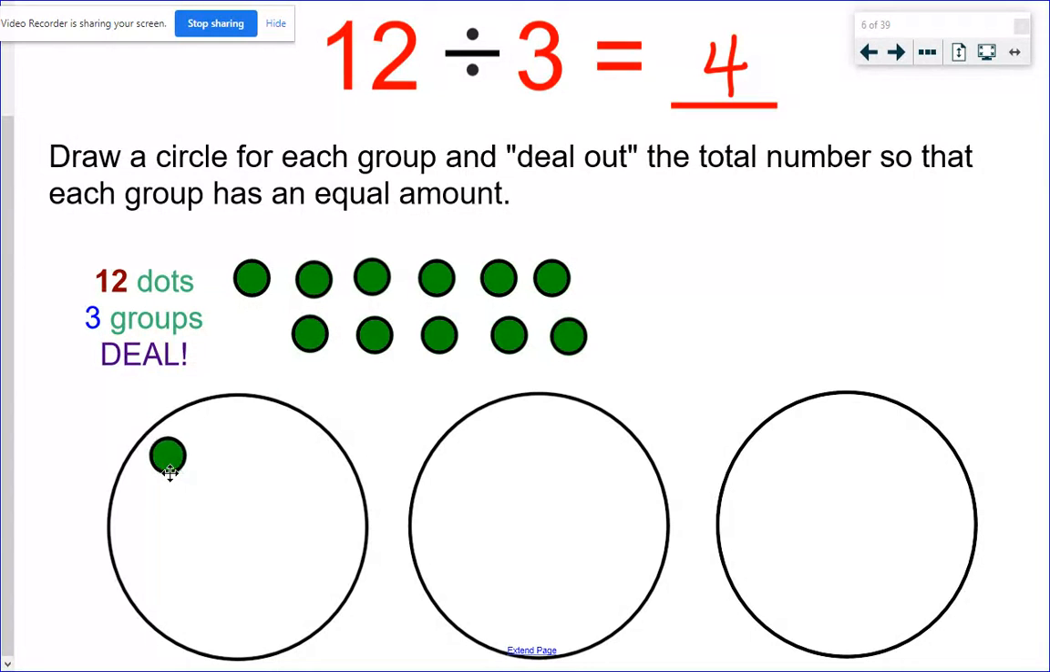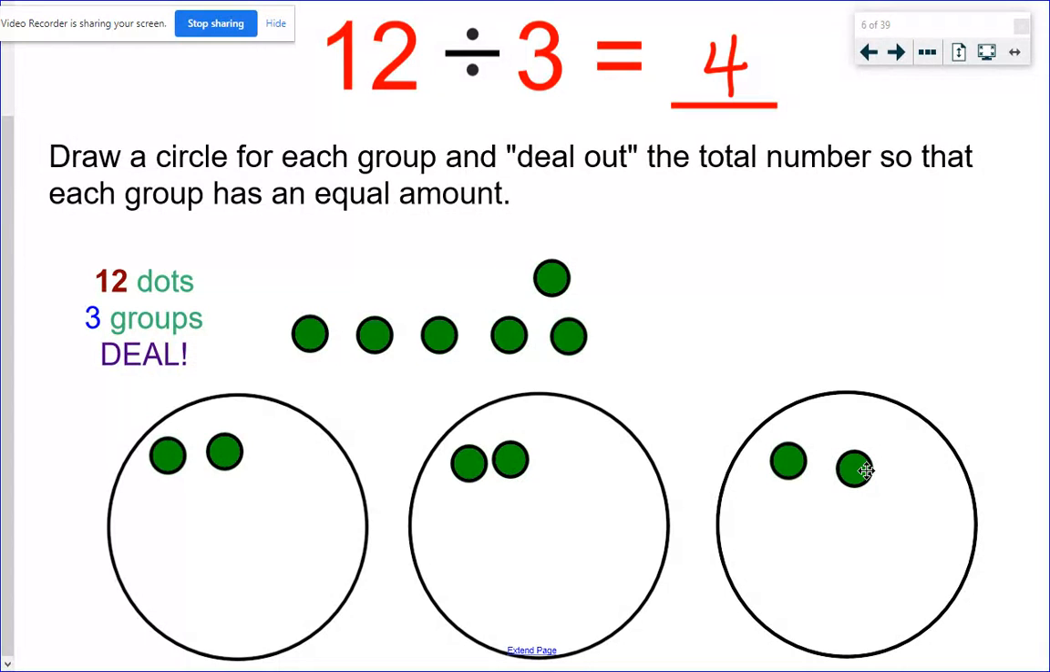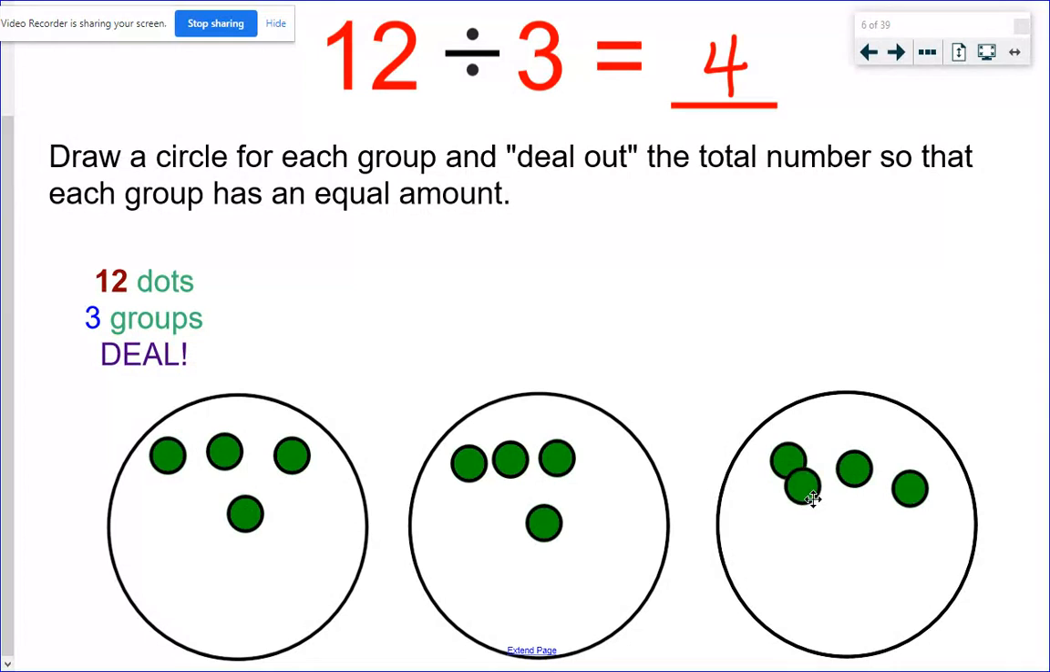You always want to start with your first circle and deal one out to that one, then deal one out to the next one, and then this one. And I like going to each group and counting on to my total. So that's 1, 2, 3, 4, 5, 6, 7, 8, 9, 10, 11, 12. And I'm done dealing that out into 3 groups.